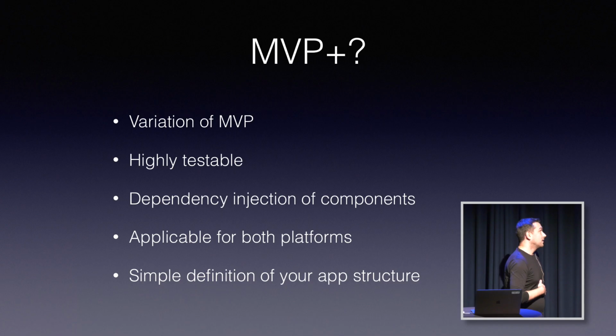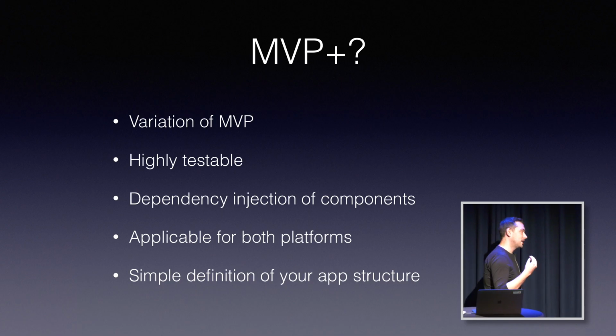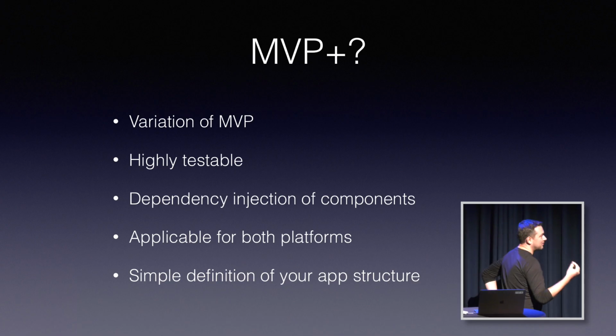So the next thing I want to share is what we are experimenting with right now. I call it MVP+, but we can come up with another shortcut if we get rid of this one. Basically, this is a variation of the MVP pattern with higher testability, with dependency injection of each component that helps with that. We can apply this on Android and iOS, so we have a similar structure and similar code base on both platforms. So it helps developers to actually switch platforms, which is something we also want to do.